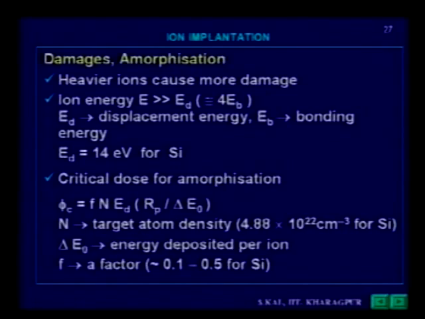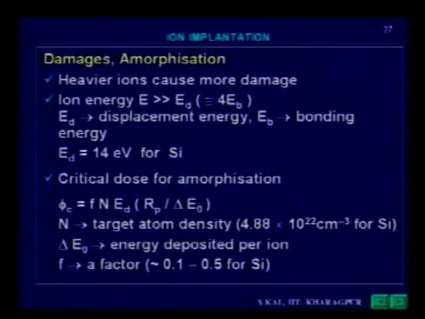If the ion energy is greater than ED, then amorphization is favored. And this ED is the displacement energy, it is 4 times EB, where EB is the bonding energy. This ED value for silicon is 14 electron volt. And the critical dose for amorphization is given by phi C equal to F N ED Rp by delta E naught.